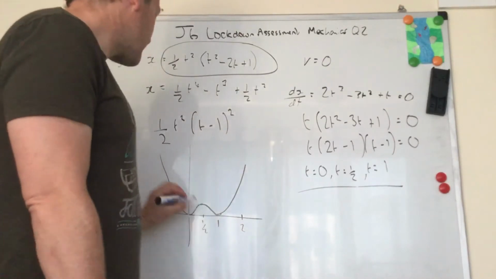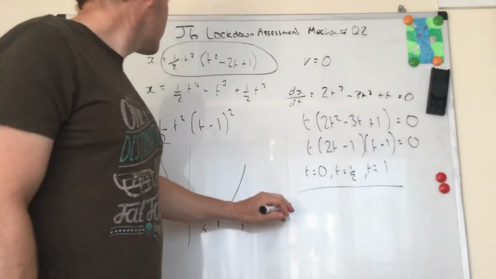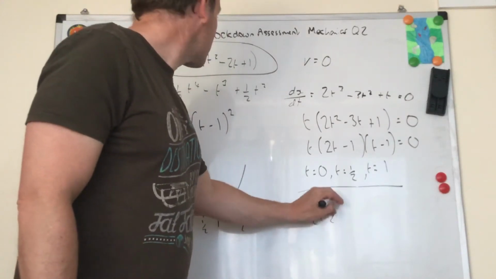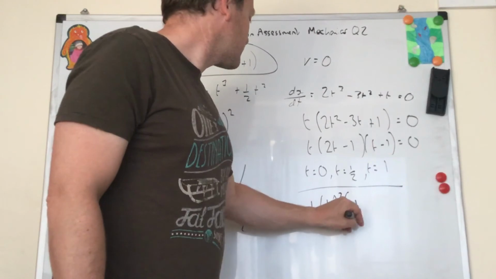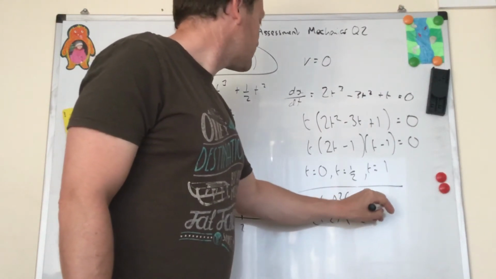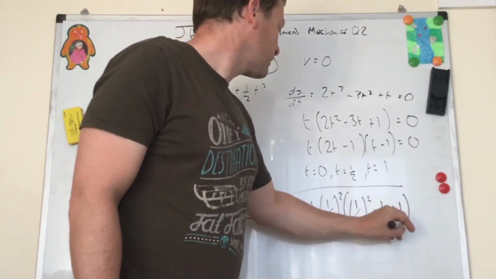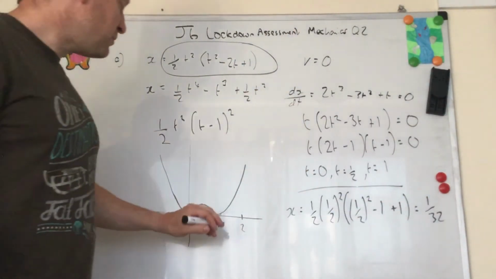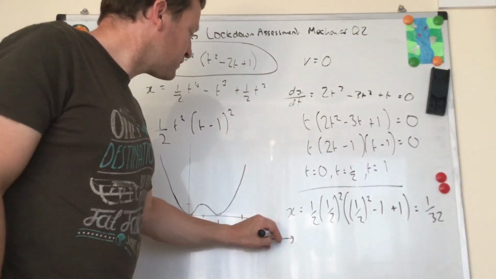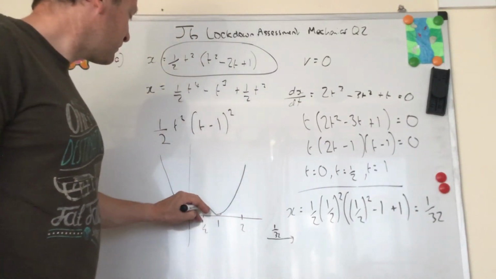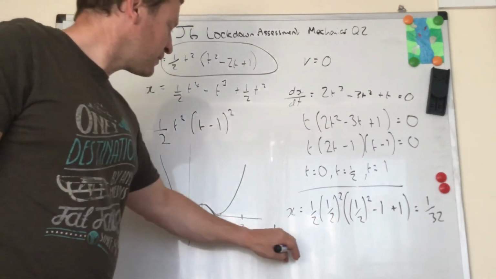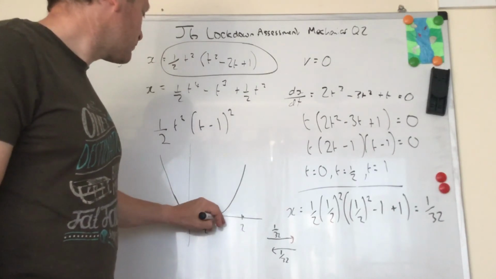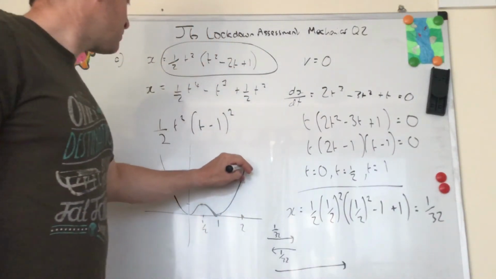So we need to work out the displacement when t equals a half. So when we plug in, x equals a half times a half squared times (a half minus 1) squared. It comes out at 1 over 32. So it's going to move forward 1 over 32 metres. Then it's going to stop and come back to the start again for another 1 over 32 metres. And then it's going to move forwards up to this point here.